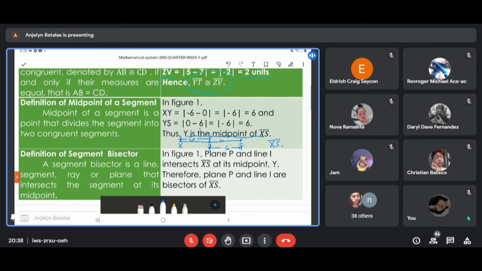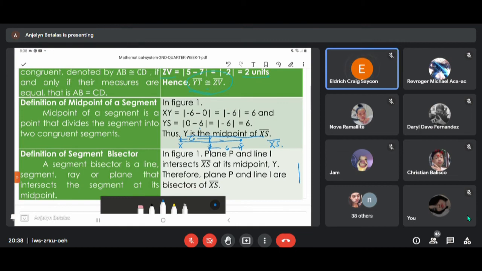Pero kung wala niyang gi-divide into two congruent segments, that means to say that certain point is not the midpoint. It could be between lang siya. Dili siya midpoint. Naintindihan?